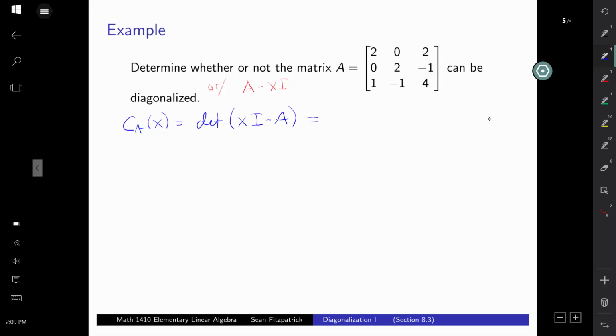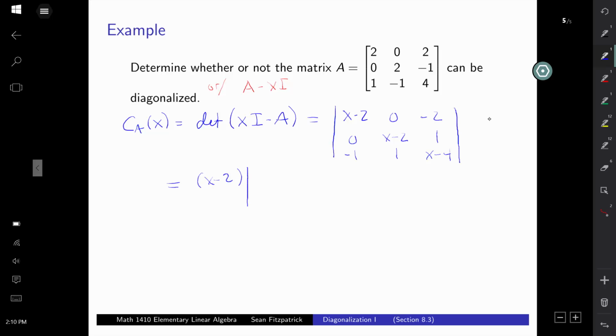Okay. So what do I get? I get x minus 2, 0, minus 2, 0, x minus 2, 1, minus 1, 1, x minus 4. All right, a 3 by 3 determinant, so we've got to expand. With the x's in there, it's kind of hard to simplify using row operations. So let's just try to expand along the first column.